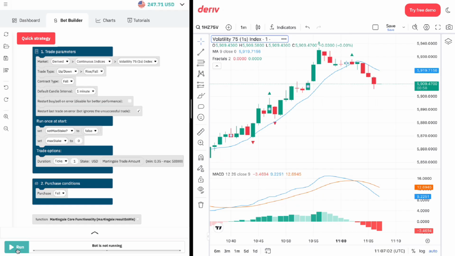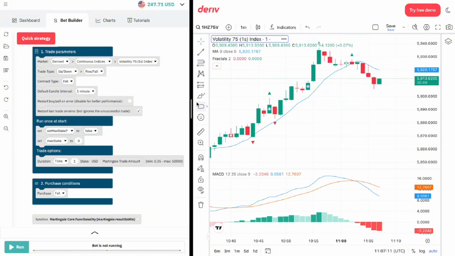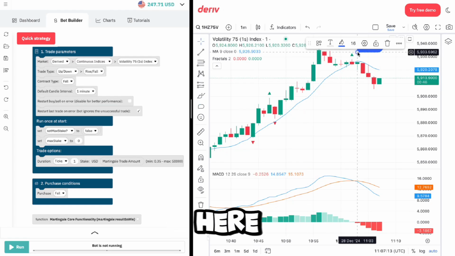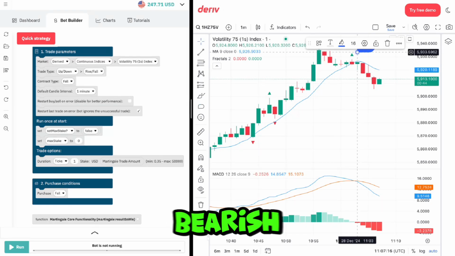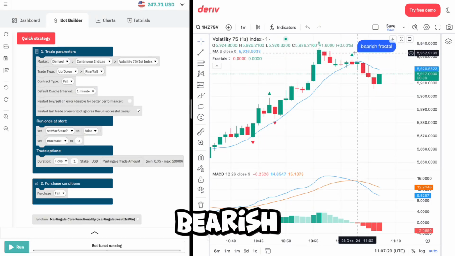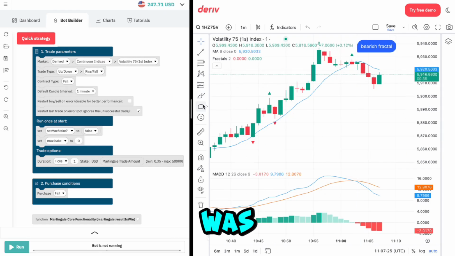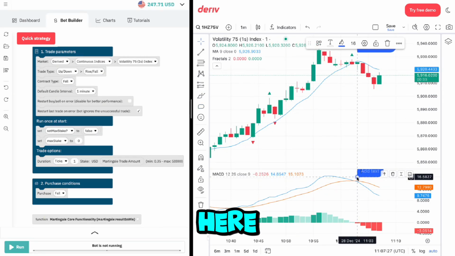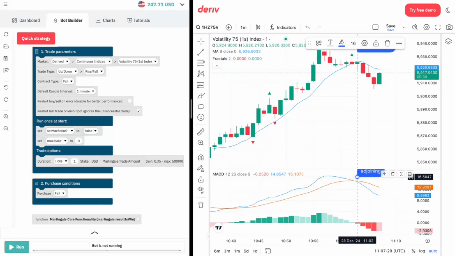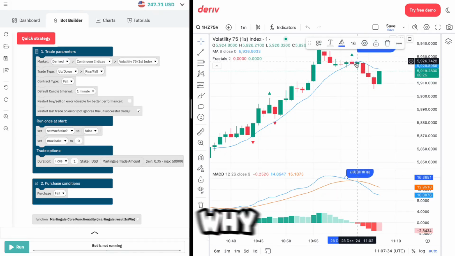Let's see. Yeah, so it started changing. Let's see what is going to happen. So you can see there was a fractal here. There's a bearish fractal, and there's a bearish fractal there. And then there was the adjoining here, and then there was adjoining here. So that's why the market fell.